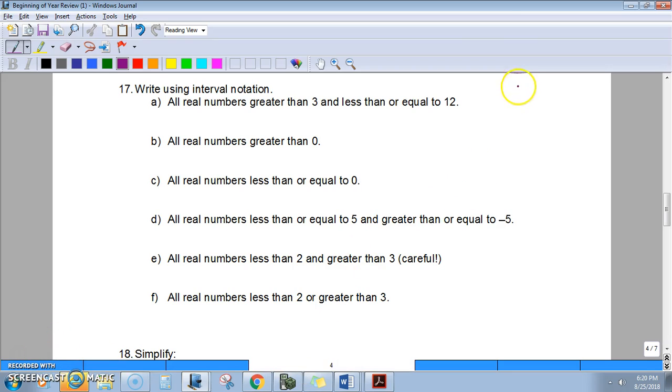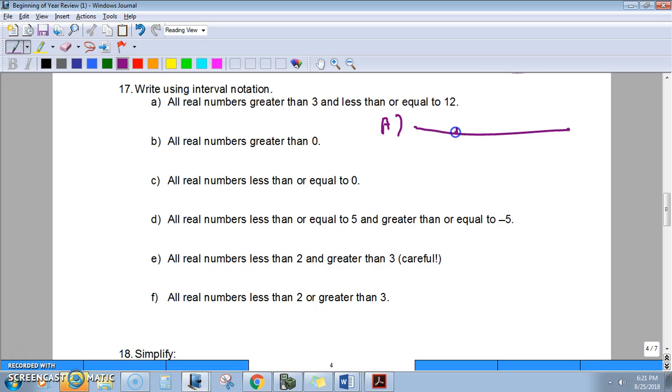Ryder, but interval notation is just like if we have a number line. I'm sorry, it's a wavy number line. Let me see if I can make it straighter. If we have a number line, you guys are just gonna have to deal with it. Let's look at A. All real numbers greater than 3 and less than or equal to 12.